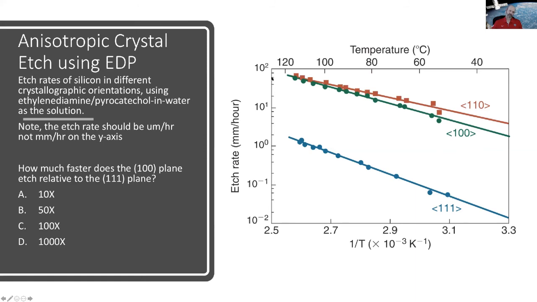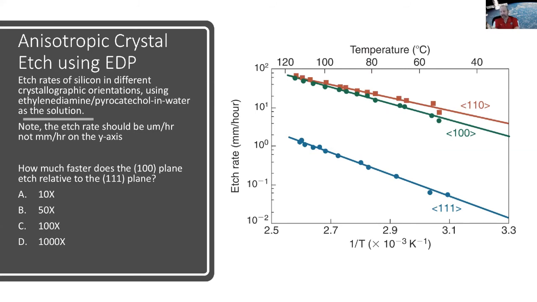This would be 60. Not quite, but you get the idea. You have to kind of look at it, and it's roughly this would be 10 times. It's almost 1,000 times or 100 times, right? 100 times faster. Okay, so here we're doing it in EDP instead of potassium hydroxide.